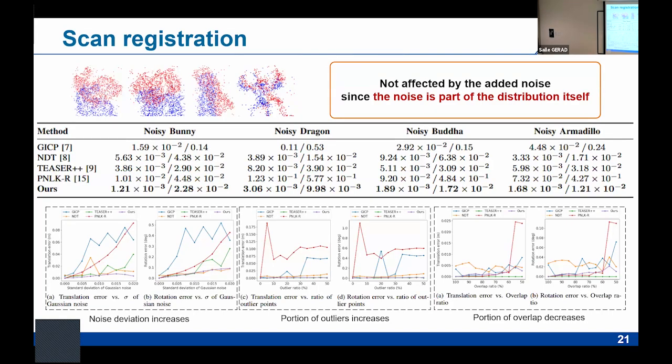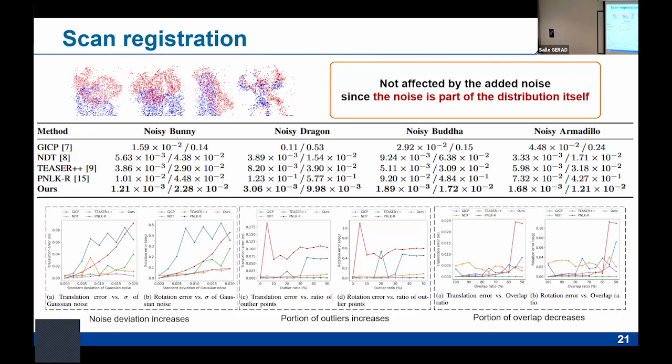On the other hand, we try to crank up the noise deviations, as we can see, and we also increase the portion of outliers, because we just scatter some salt in the point cloud. It also does not crank up. The error does not crank up compared to the others.